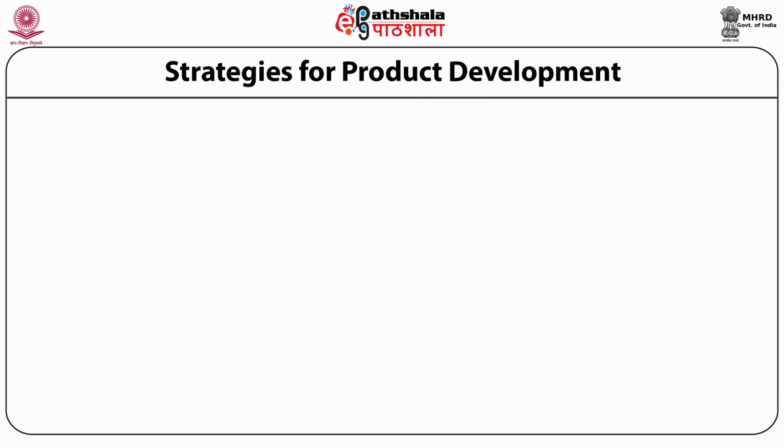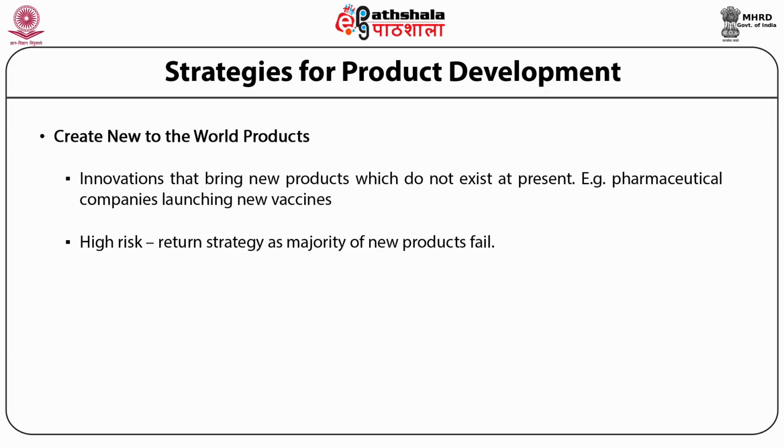So what are the strategies for new product development? You can create new to the world products, right? So when Facebook came or when WhatsApp came, they were new to the world products. Pharmaceutical companies constantly come up with new vaccines that are new to the world, which means the product does not exist at present. This is high risk and high return as the consumers might simply reject the new offering.